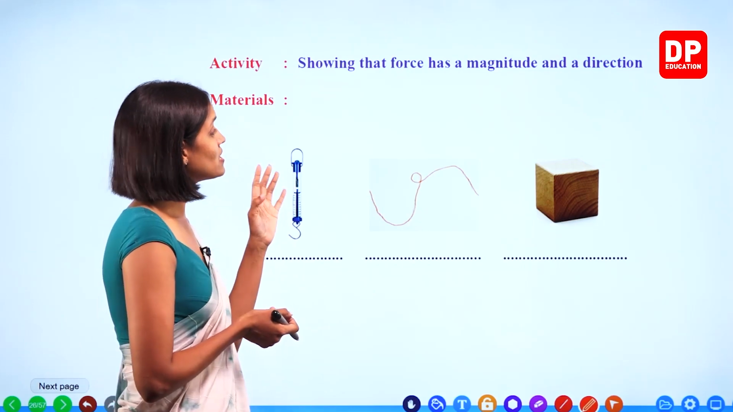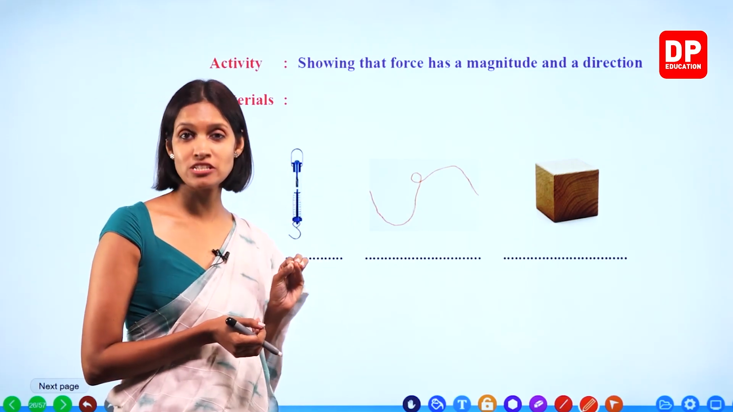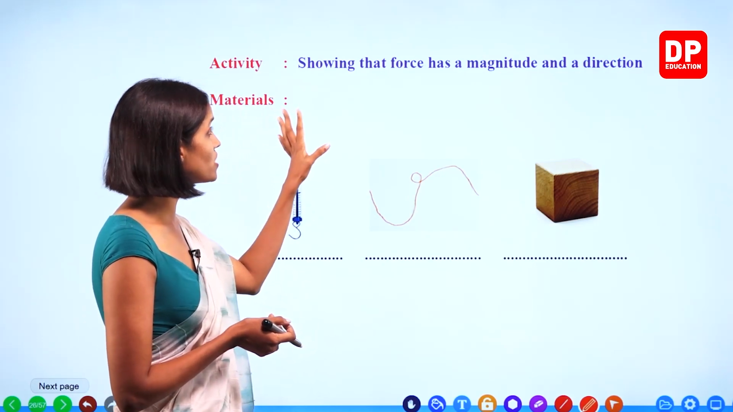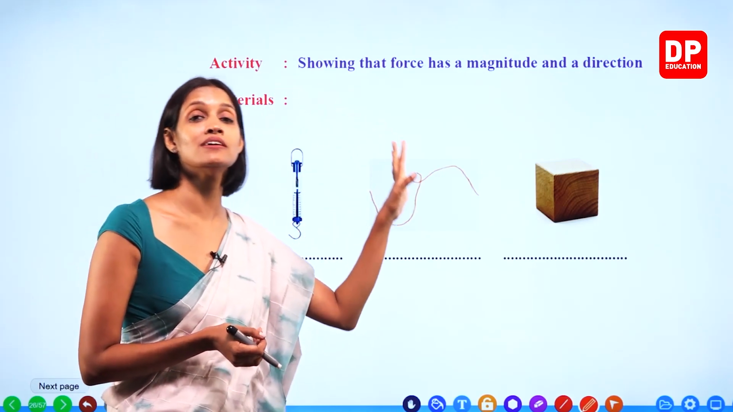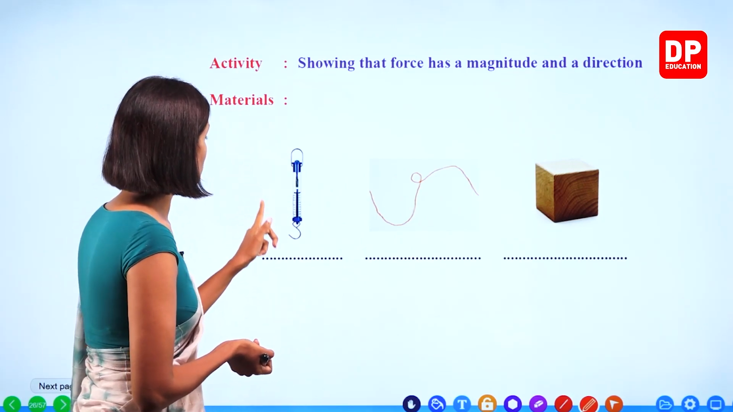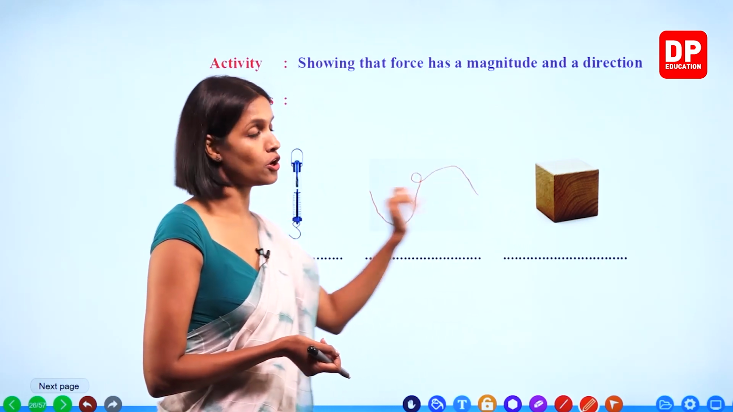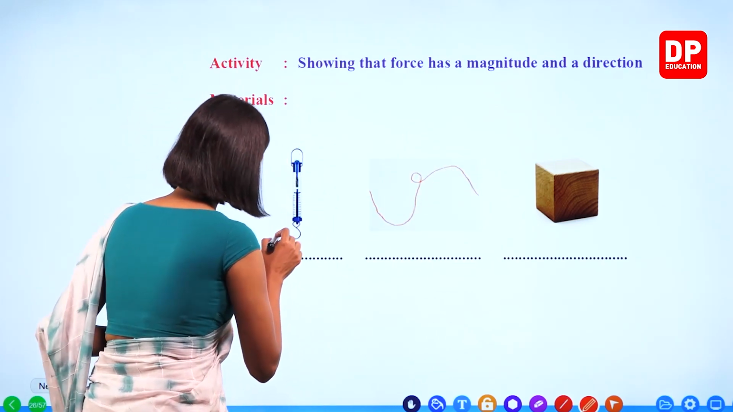So in this activity, we are going to show that force is also a vector quantity. We are going to show that force has a magnitude and a direction. Okay? So what do we need? We need a Newton spring balance, a piece of thread, and a wooden block. Okay? Let's write.